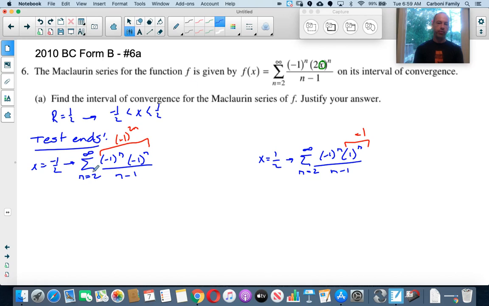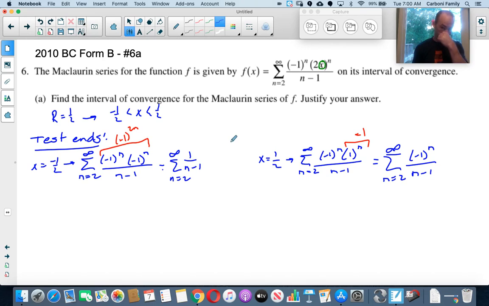And so for this one on the left, we actually end up with the series negative 1. No, we don't. I need to undo that. We end up with the series of just 1 over n minus 1 from 2 to infinity. This one will turn into the series of just negative 1 to the n over n minus 1.